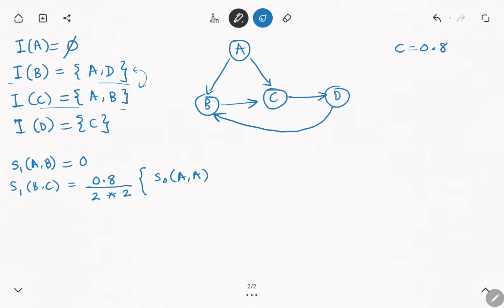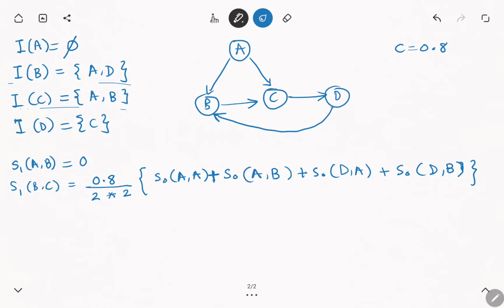Okay, so we are basically calculating the sum of all this: A with A, A with B, D with A or A with D, and D with B or B with D. These are all possible combinations of the in neighbors of B and C. Now this is 1 because it's the same node. For all others it will be 0.